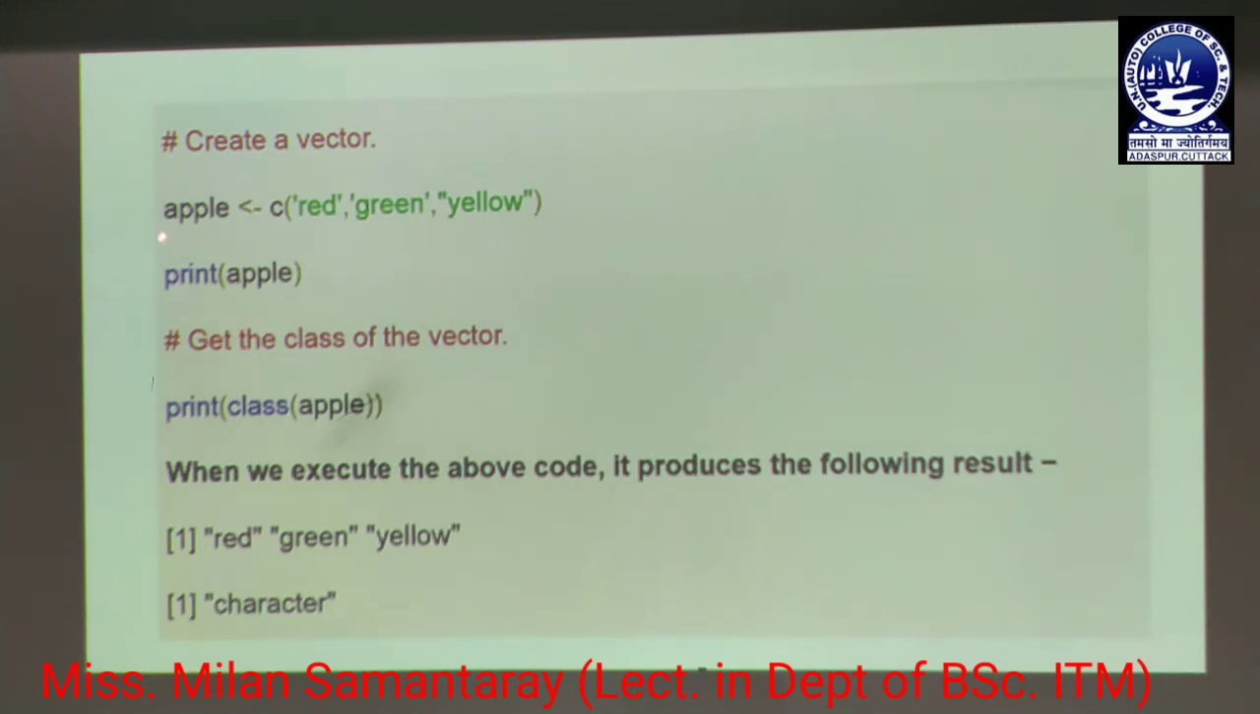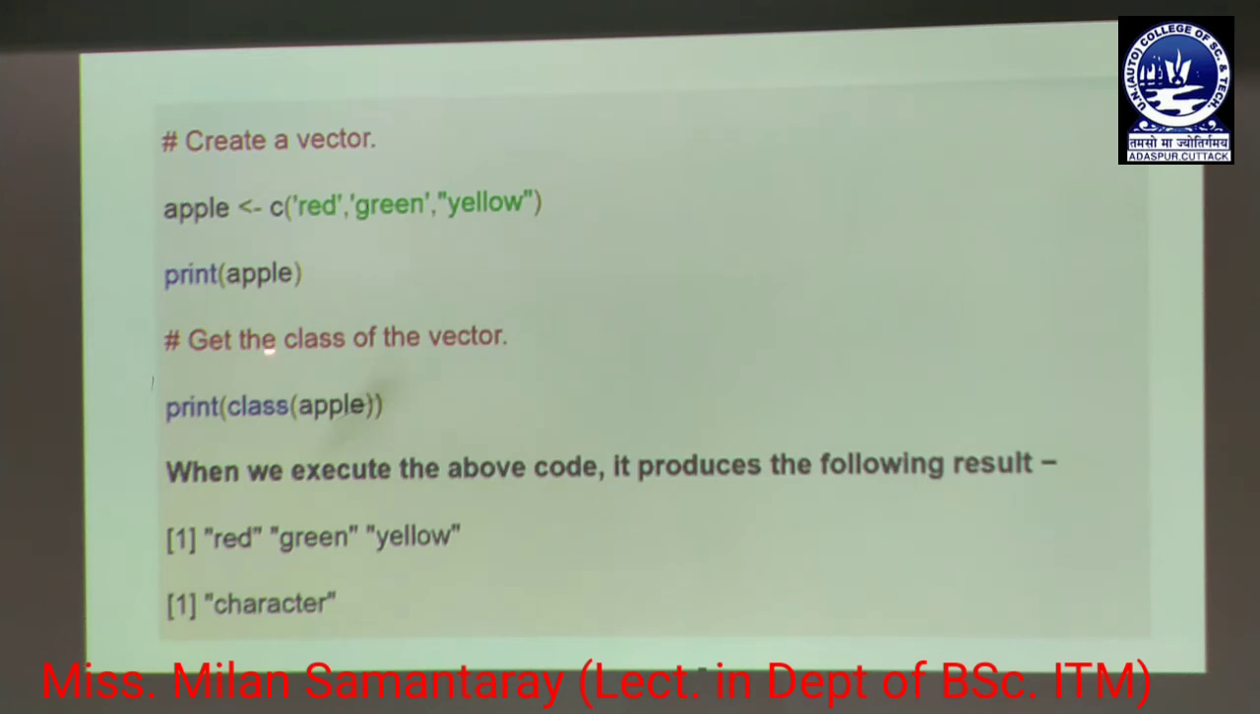If we want to print this, we will write print only apple. But when we want to display the class, or the type of the classes of the values which we have assigned within this variable, you have to use this format. Okay, and this will give the output as red, green and yellow.